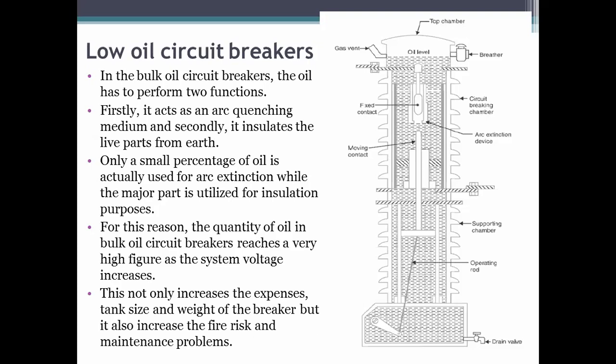Okay, so here we'll first see the construction. I think the figure is visible to all. You can just zoom this figure. So every time remember, for any circuit breaker there is a fixed contact and moving contact. Okay, now बरे समजलंय का सगळ्यांना आधीच? I hope yes.